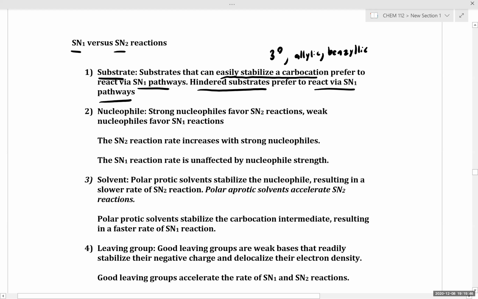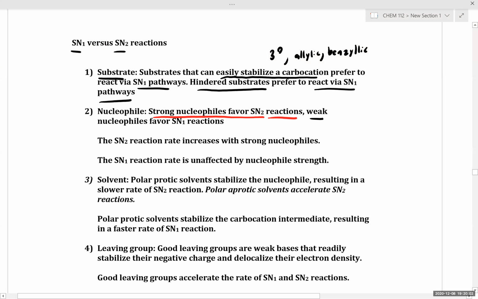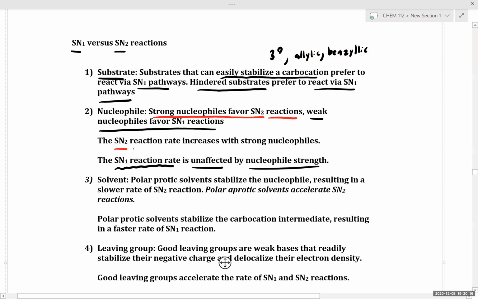In terms of the nucleophile, strong nucleophiles favor the SN2 reaction. Let me use a different color pen so that it's easier to tell. Strong nucleophiles favor SN2 reactions, while weak nucleophiles favor SN1 reactions. Interestingly, the SN1 reaction rate is unaffected by nucleophile strength, while the SN2 reaction rate increases with strong nucleophiles.